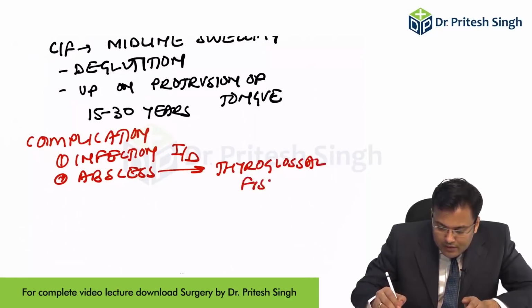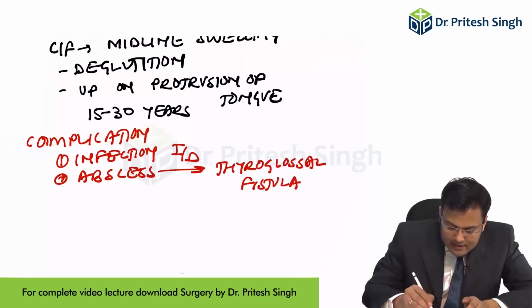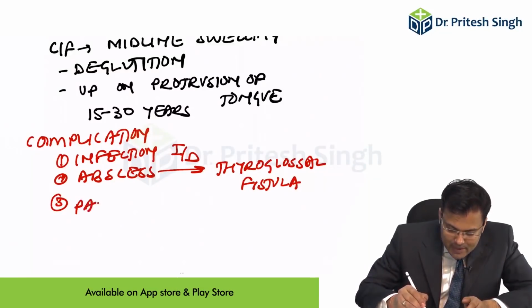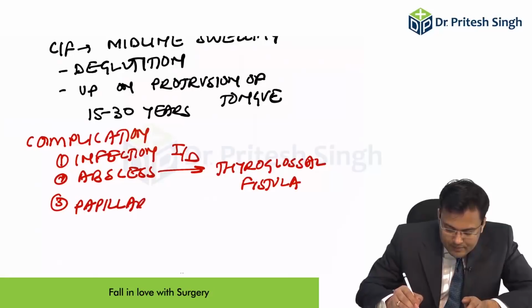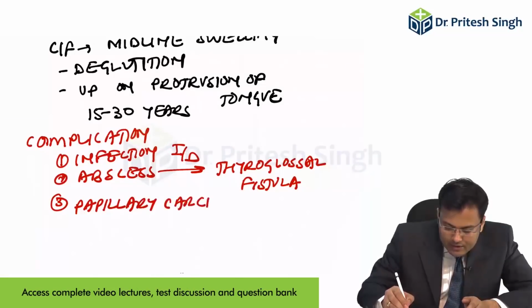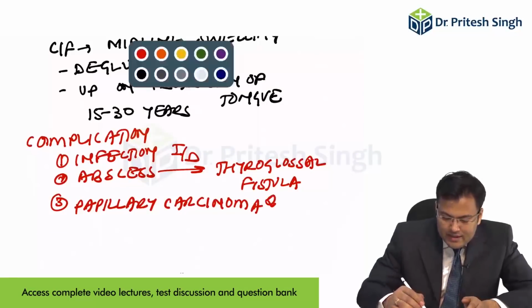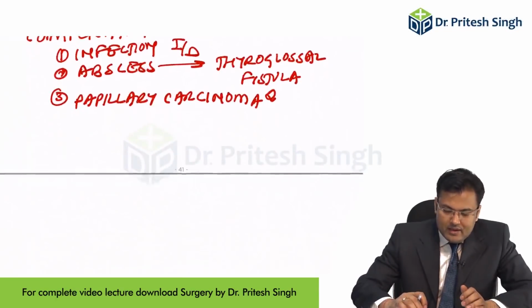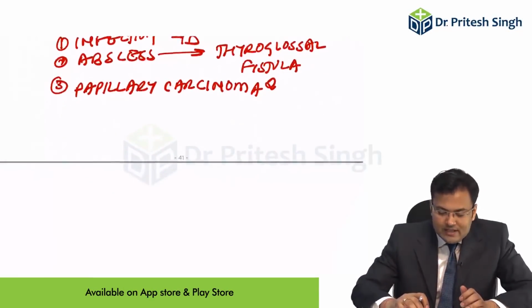thyroglossal fistula. It increases the risk of one malignancy, and that is papillary carcinoma. This is a very important question. It increases the risk of papillary carcinoma thyroid. Right? Now see how we are going to treat this condition.